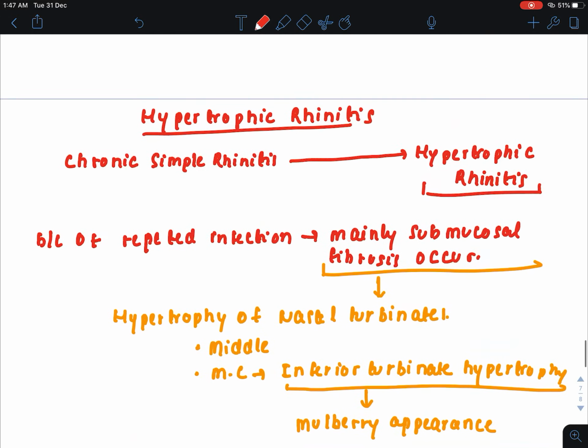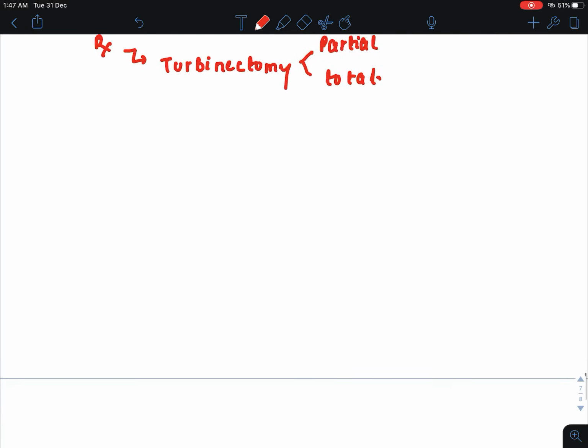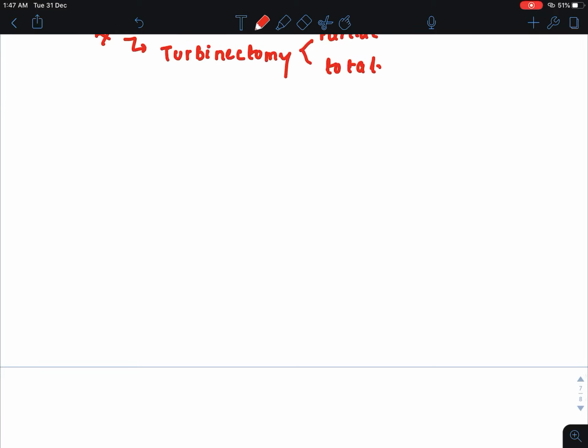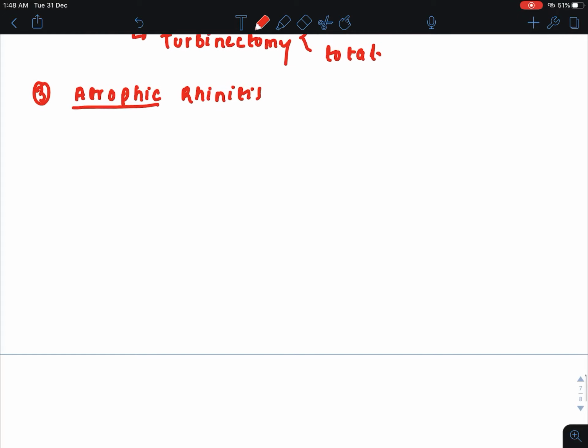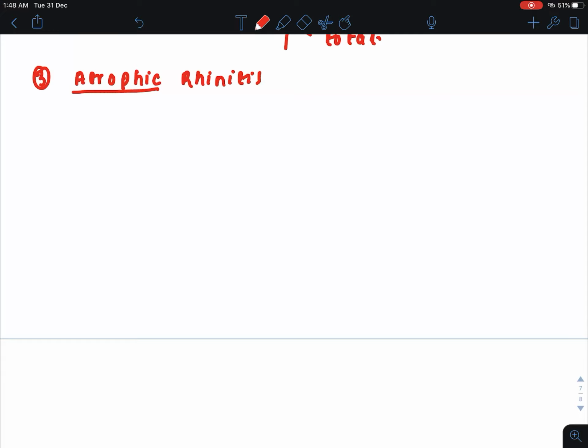So now we have completed hypertrophic rhinitis. Now we will see the third variety of chronic rhinitis, that is atrophic rhinitis. With the word atrophic, it is clear that something atrophy is occurring. So what happens here? Here chronic inflammation of the nose occurs. Because of the chronic inflammation, atrophy of nasal mucosa and turbinates occurs.